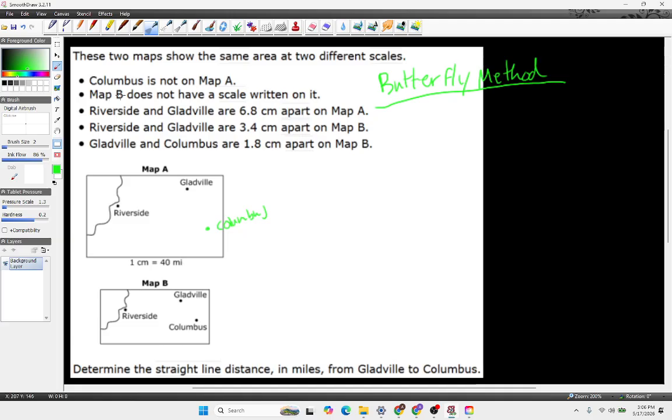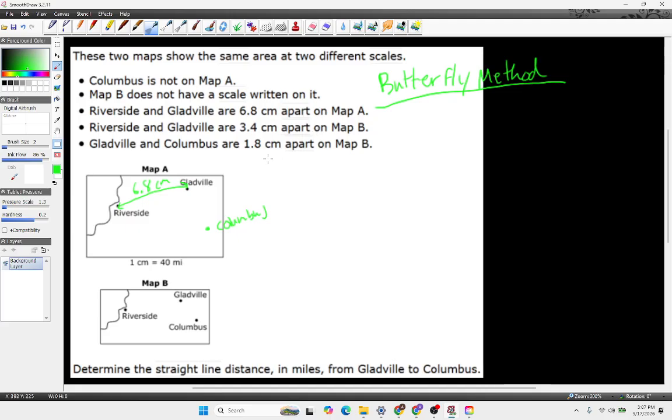Let's keep going. Map B does not have a scale written on it. I see here on map A, it says 1 centimeter is equal to 40 miles. So any 1 centimeter on this map A corresponds to a real life distance of 40 miles apart. For map B, that's not provided. It next says Riverside and Gladville are 6.8 centimeters apart on map A. So on map A, these are, line's a little crooked there, 6.8 centimeters apart on map A.